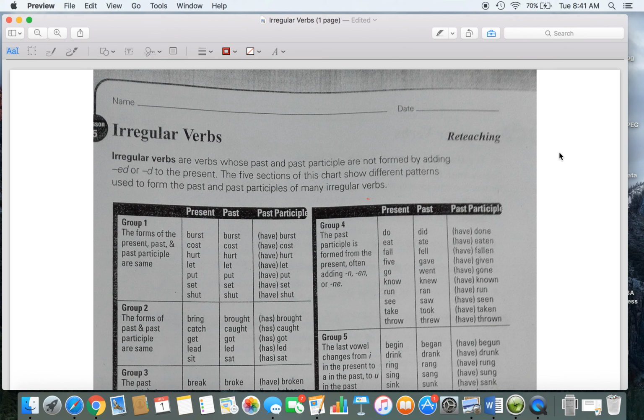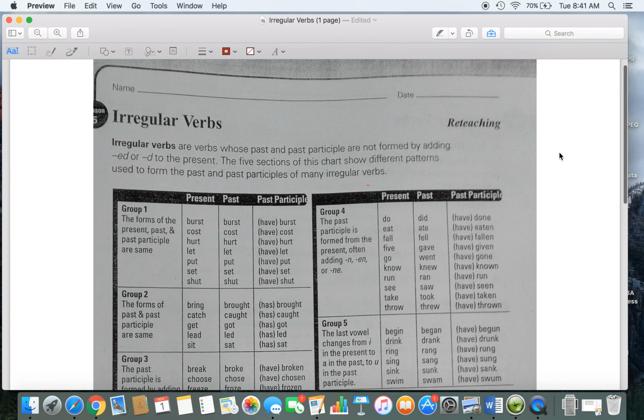Good afternoon. Today we are looking at irregular verb pairs. First, before we look at these, we're going to talk a little bit about tenses. So here you can say that there is present, past, and past participle. Present tense, as you probably know, is happening now, right?